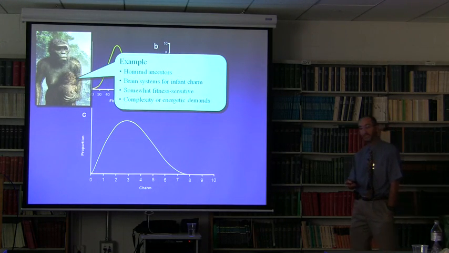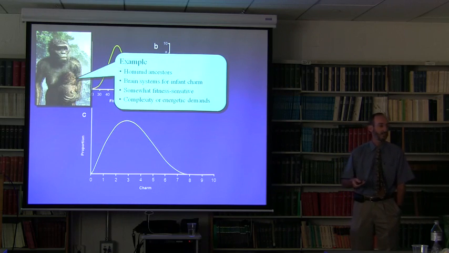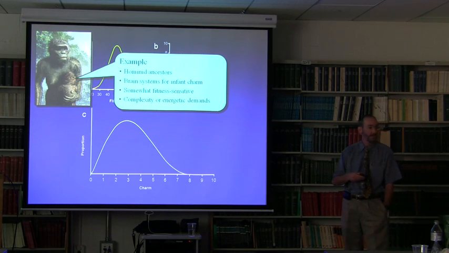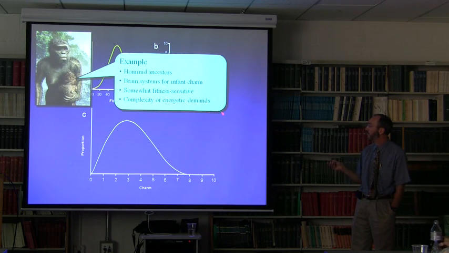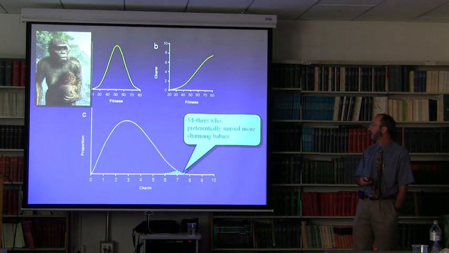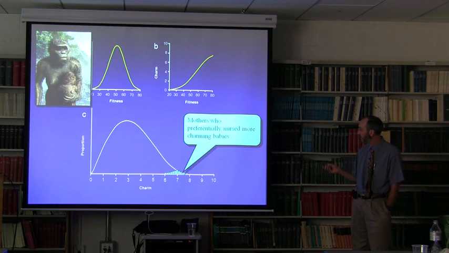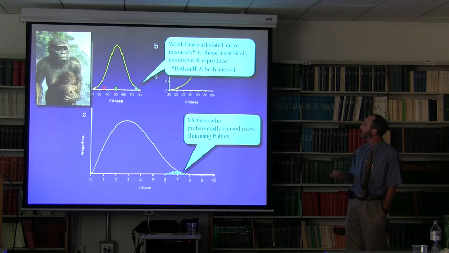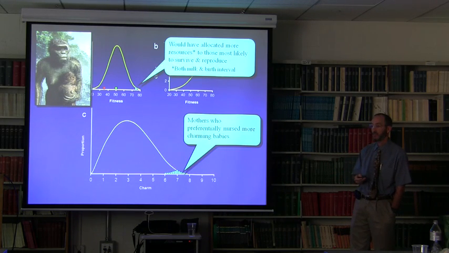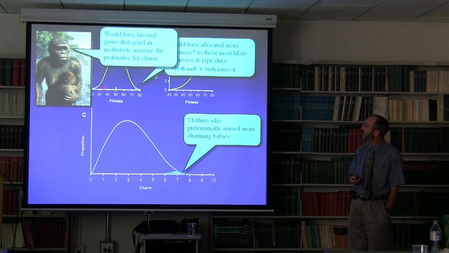For example, imagine that in our hominid ancestors, the brain systems for infant charm were already somewhat fitness sensitive, possibly because of their complexity or energetic demands. Mothers who preferentially nursed more charming babies would have allocated more resources to those more likely to survive and reproduce. And this would have favored genes that acted in mothers to increase mothers' preference for charm.